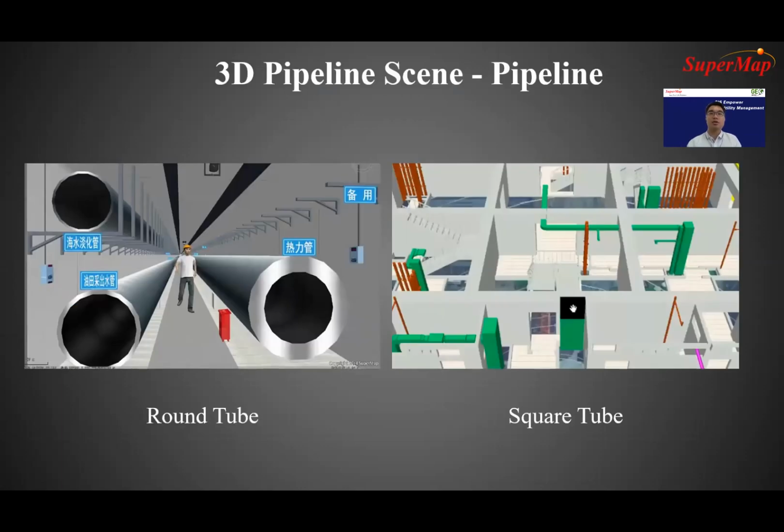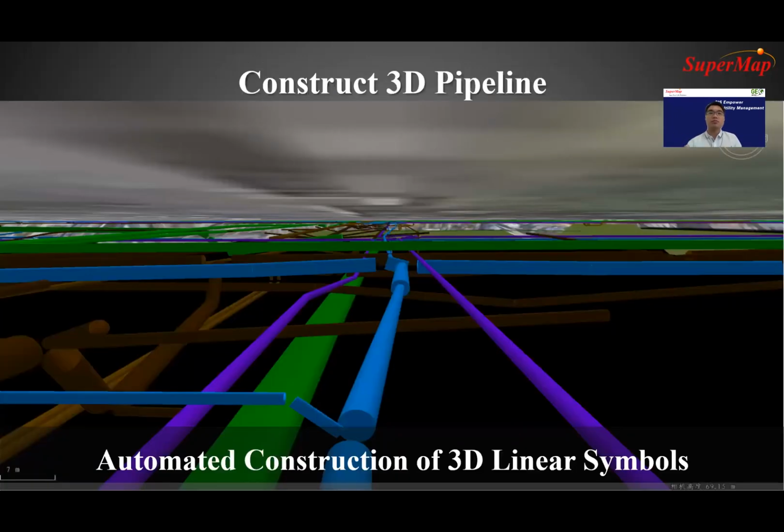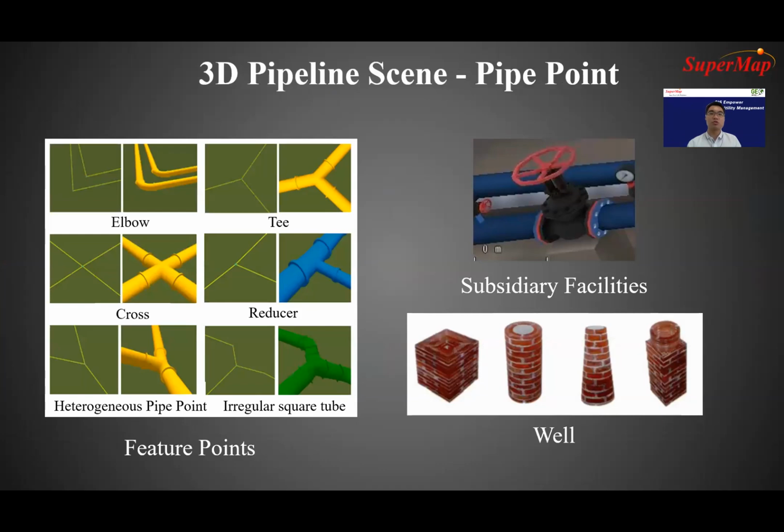And then the third part, after we process the data, we can do the data visualization. You can see for the pipeline data, we can also use some BIM data from BIM software like Revit or CATIA. And also for the symbolization, SuperMap also provides some automatic pipeline points, symbol points. You can see here in this picture, we provide these various shapes of the feature points. And also you can see for the whale, we also provide a different symbol.